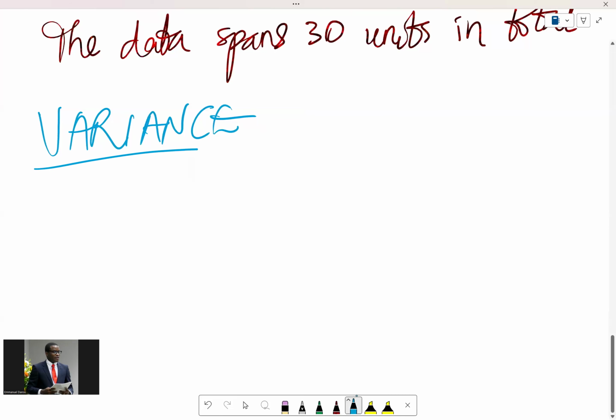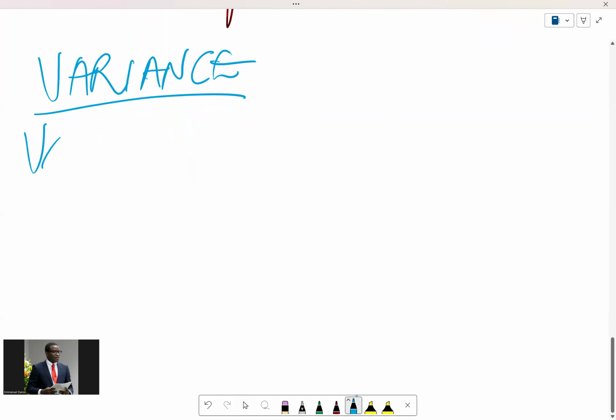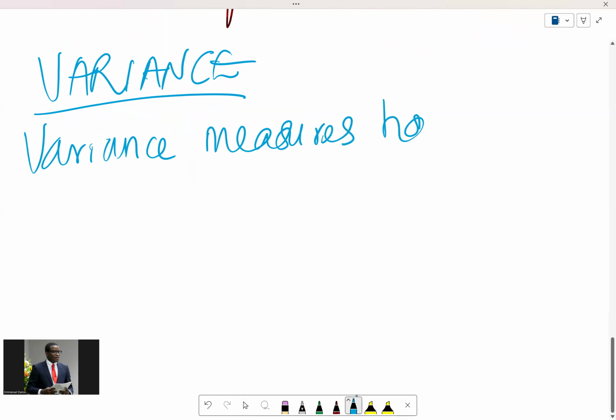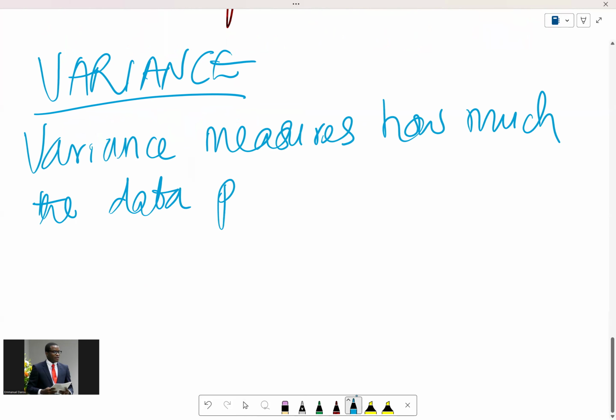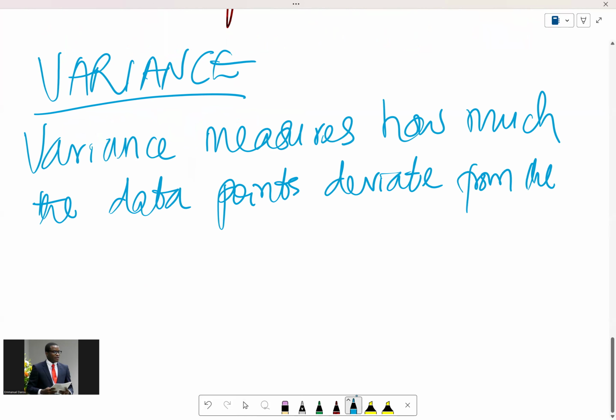Okay? So variance measures how much the data points deviate from the mean. How much data points deviate from the mean. That is what variance measures.